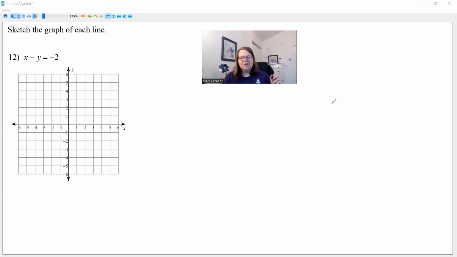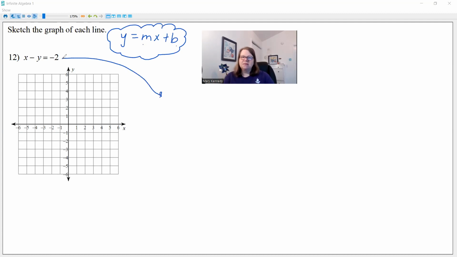Hey guys, let's take a look at this problem where we have to graph this equation, but this equation is not in slope-intercept form. You know, the y equals mx plus b. Yeah, where it shows us the slope and it shows us the y-intercept. Well, let's make it so that it is in that form. So I'm going to take x minus y equals -2, and I want it to be y equals.